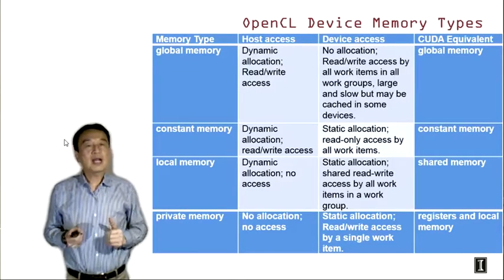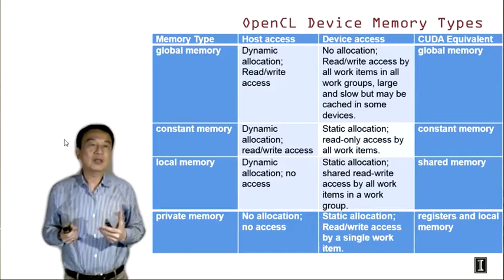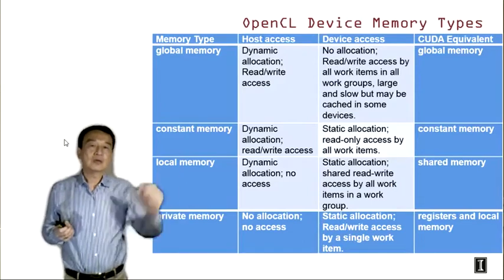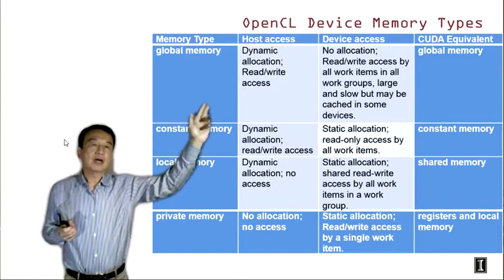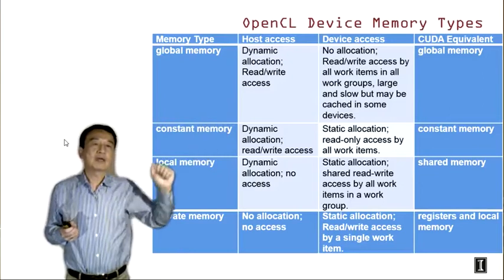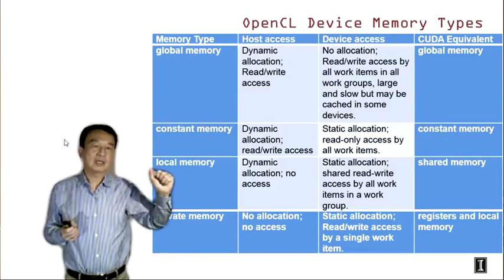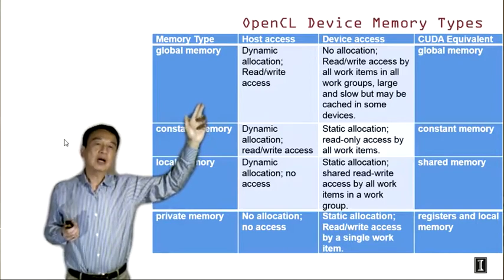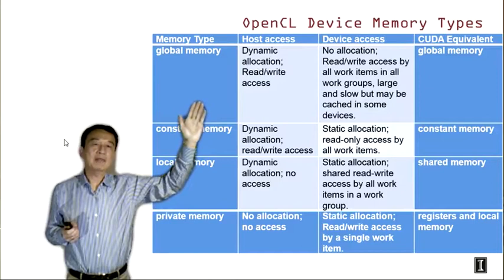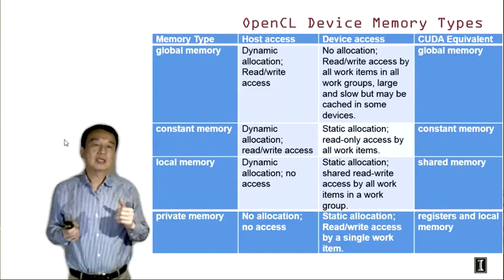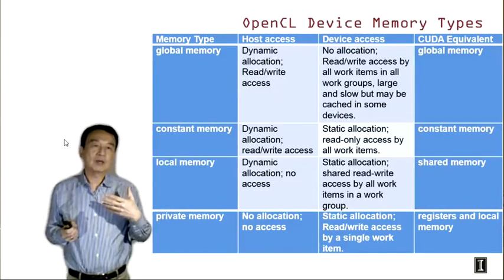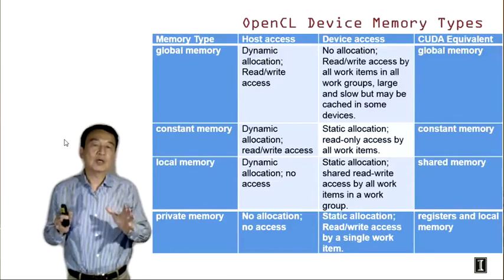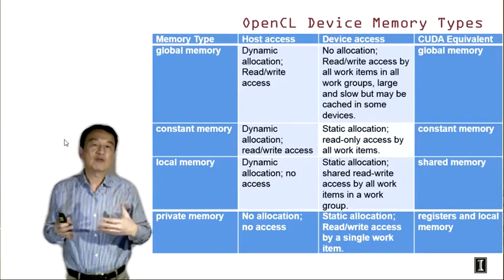So this slide shows a summary of all the equivalents between OpenCL and CUDA. So we start with global memory. The host, which is the equivalent of the CUDA host, also has global memory. For global memory, the host code can do dynamic allocation, and this is equivalent to the CUDA malloc in the CUDA programming environment. So the host code will be doing all the dynamic allocation of memory for the kernels.